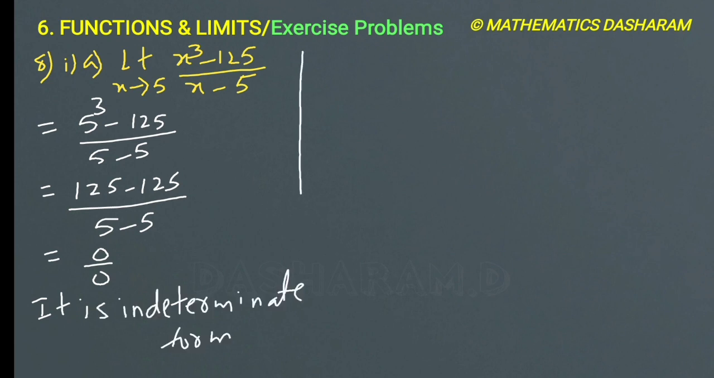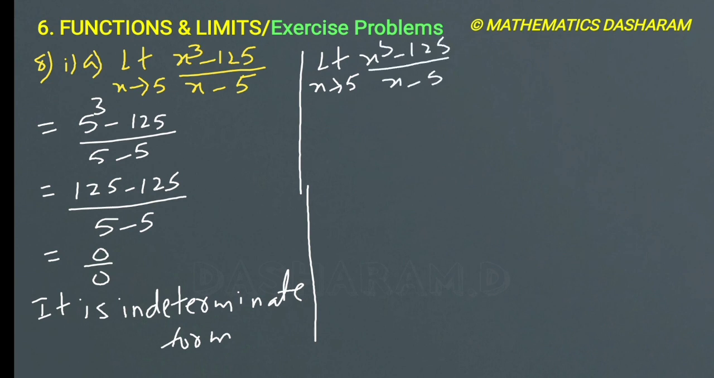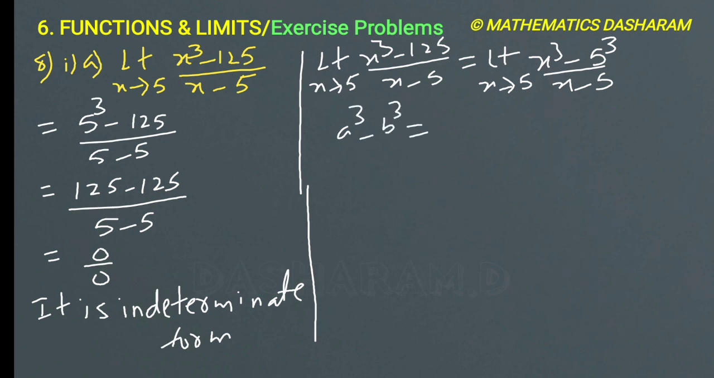So then find out the answer in another way. So what is the question? Limit x tends to 5 of (x cube minus 125) divided by (x minus 5). So it is equal to limit x tends to 5 of (x cube minus 5 cube) divided by (x minus 5). Here for the numerator apply the a cube minus b cube formula. So that is (a minus b) into (a square plus ab plus b square).